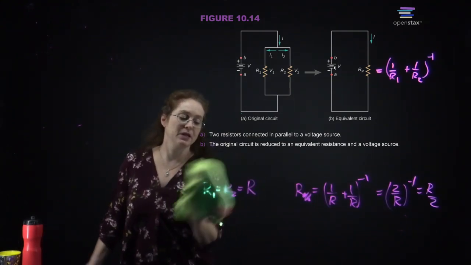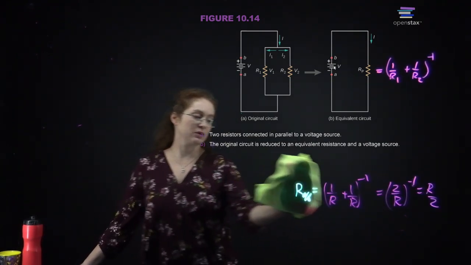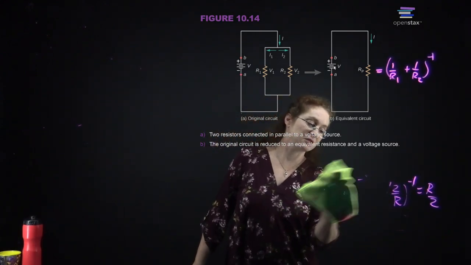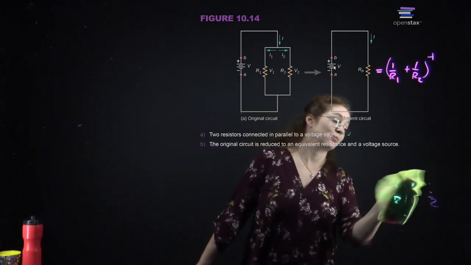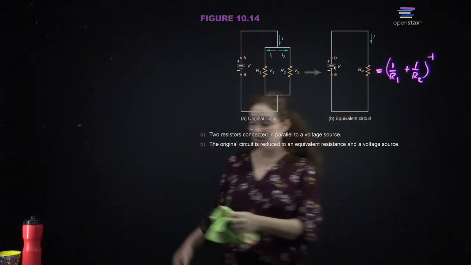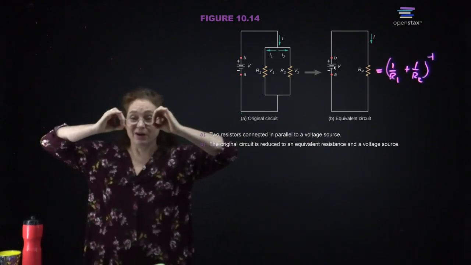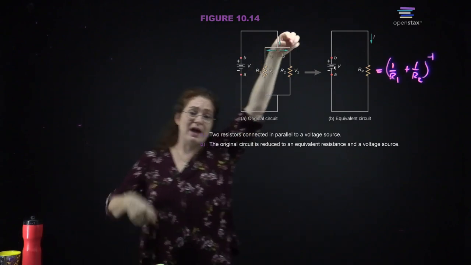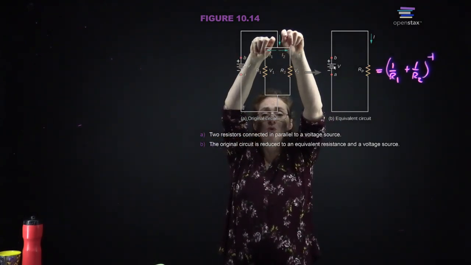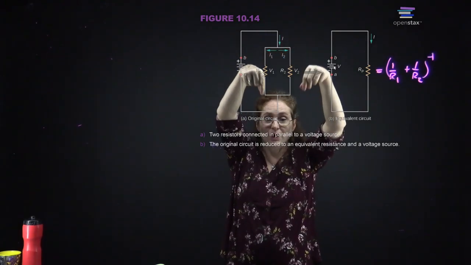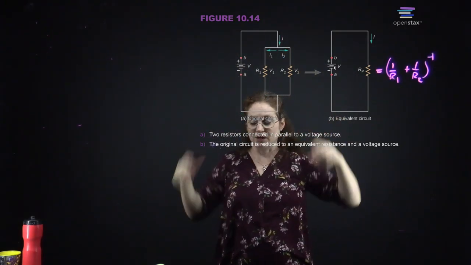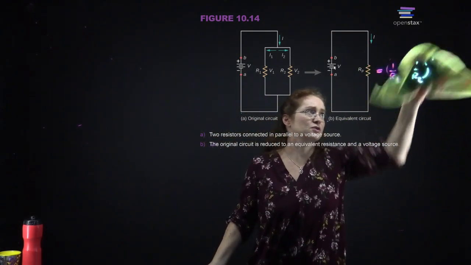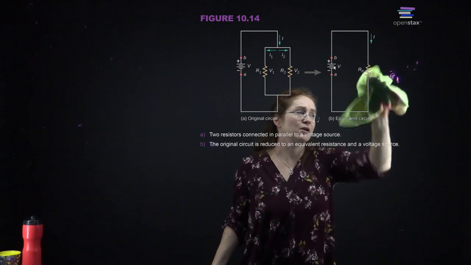Why does that happen? Go back to our analogy of current being like water flowing through pipes. If this is like water flowing through pipes, then if you have two different pipes in parallel, now you have more area where water can flow through. It's going to flow faster. Here, you've added a pipe. So you can get more water through because there's more area for the water to go through. So adding resistors in parallel makes the resistance go down.